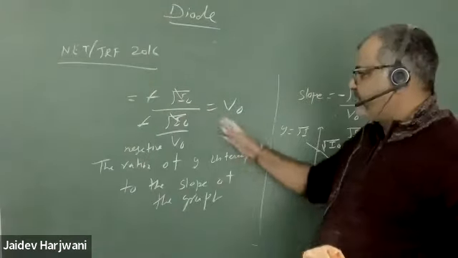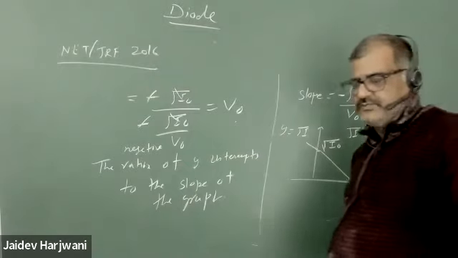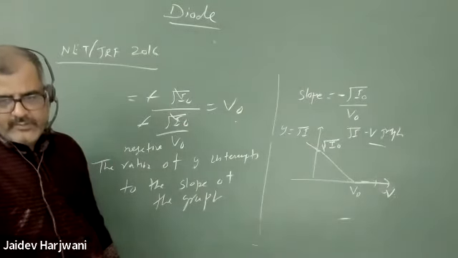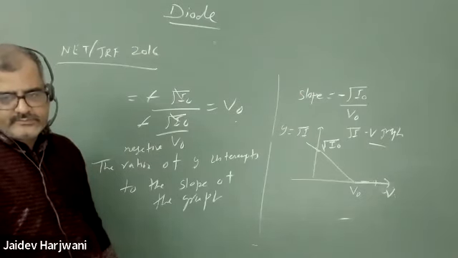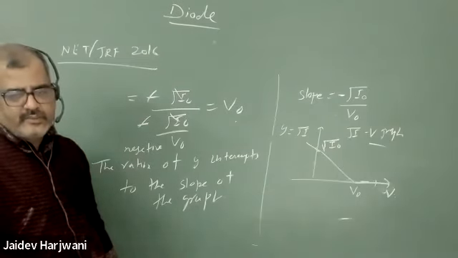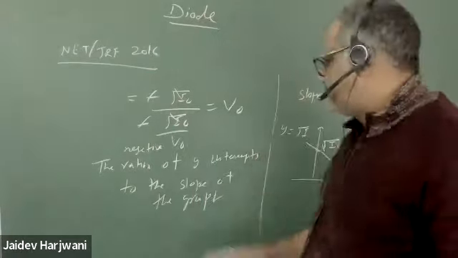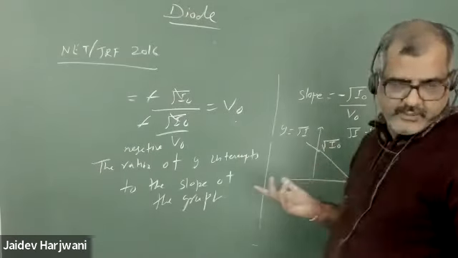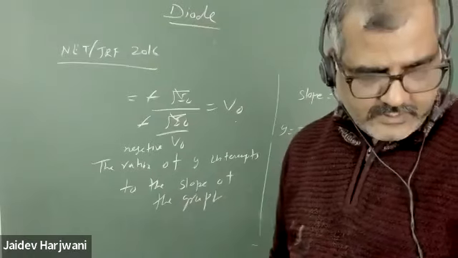So v naught you can find by this ratio, and I naught, which they asked, you can find from the y intercept. Any doubt? Student: Sir, why are we getting the y intercept? We should get the x intercept first. But the x intercept is not in the options, they are not talking about it. If they gave the x intercept, you could find I naught from the y intercept and v naught from the x intercept.